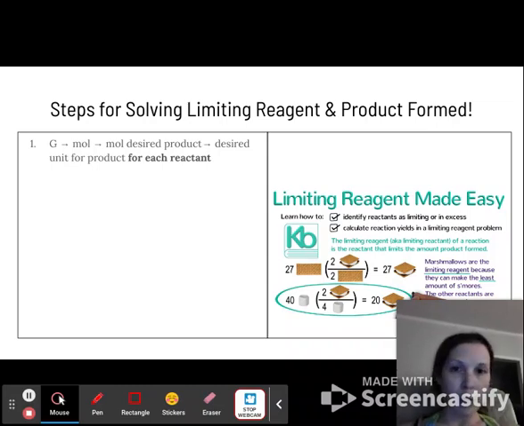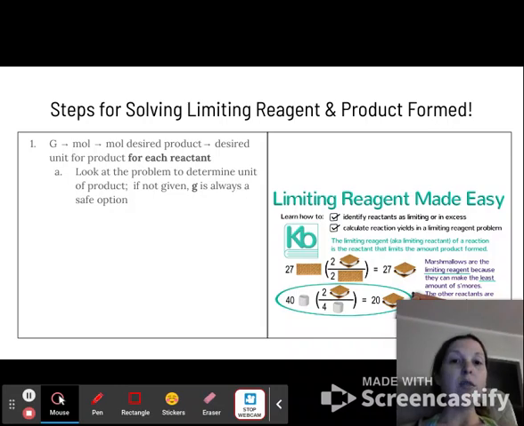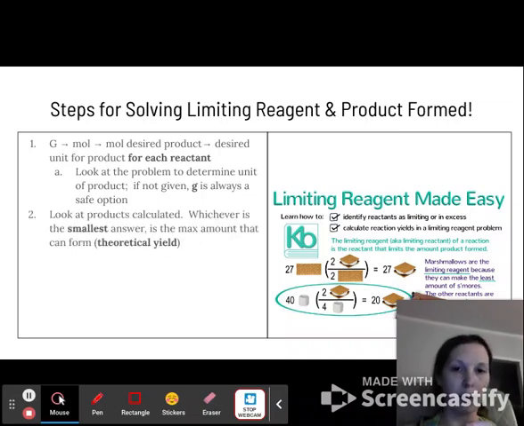If I give you grams of both, you'll take grams of each reactant, go to moles of those reactants, switch to moles of the product, and whatever unit of the product you want at the end. You need to look at the problem to determine the unit of the product. If I don't tell you what unit, I just say how much water is formed, grams is always a safe option. But your pathway should basically look the same for both of these. You're always going to solve for the same unit and same product from each of your reactants. You'll see this when I work through an example. Then you need to look at the amount of products that are calculated.